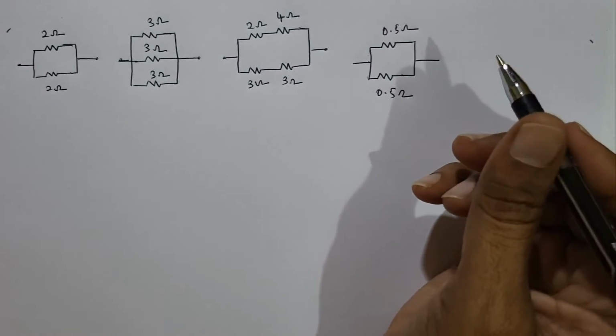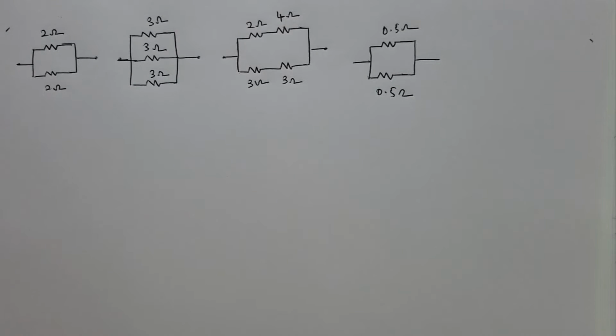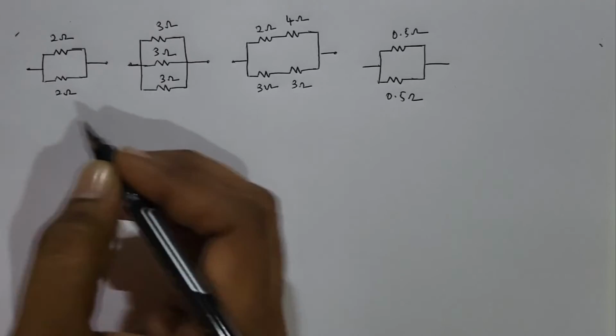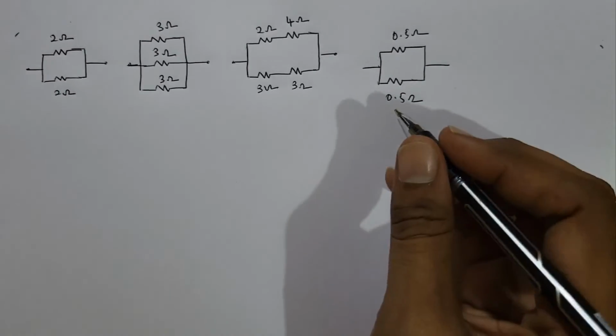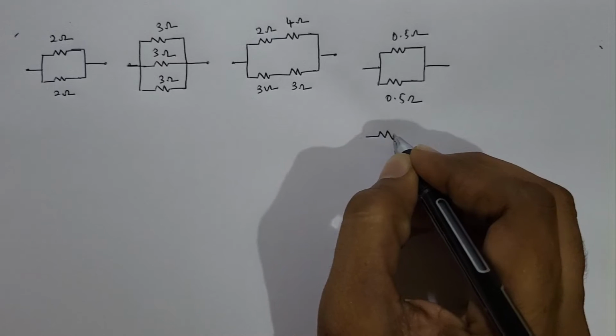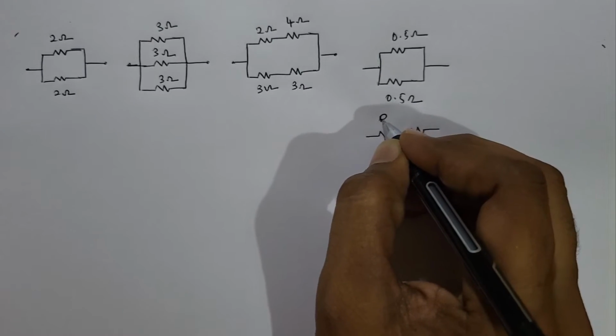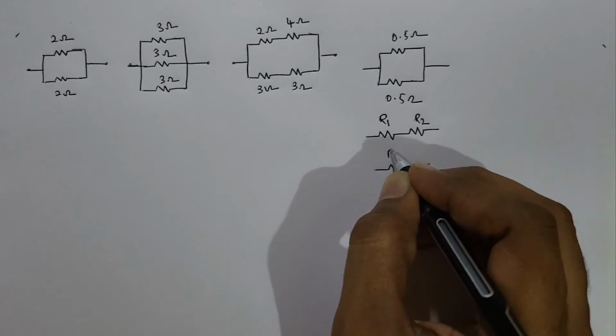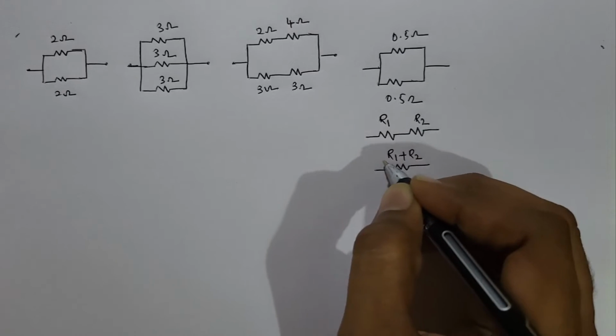So to solve this question, you should know one shortcut. What is that shortcut? When 2 or 3 resistances are connected in series, what will be the equivalent resistance? And when 2 or 3 resistances are connected in parallel, what will be the equivalent resistance? Especially when equal resistances are connected. So see now, when two resistances are connected in series, let us imagine them as R1 and R2, this can be converted into an equivalent resistance, and that equivalent resistance value will be R1 plus R2.